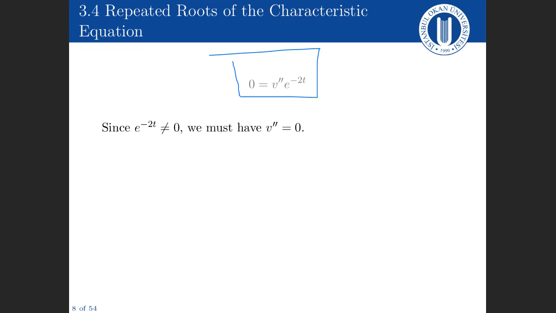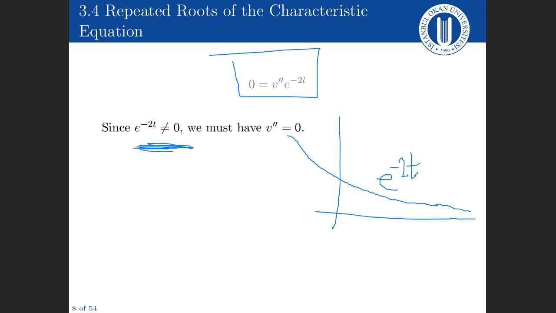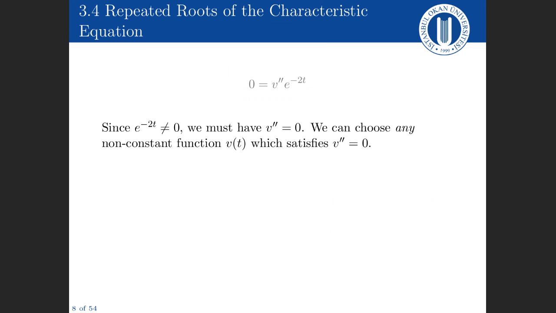So we have our special function v'' must satisfy v'' e^(-2t) = 0. But the graph of e^(-2t) looks like this. This is always not equal to 0. It's always strictly positive. But because this part of the function is not 0, we must have that v'' is equal to 0. We can choose any function v which satisfies the rule that v'' is equal to 0.